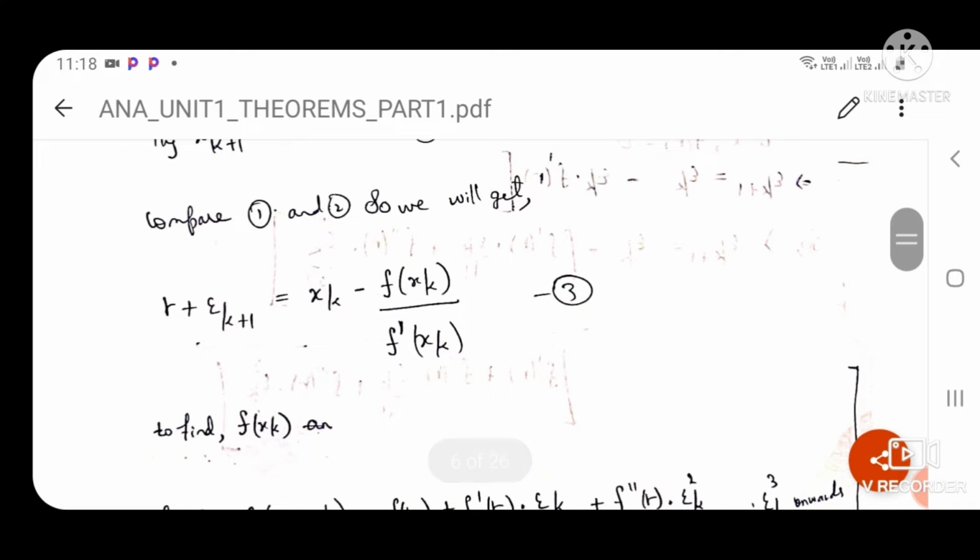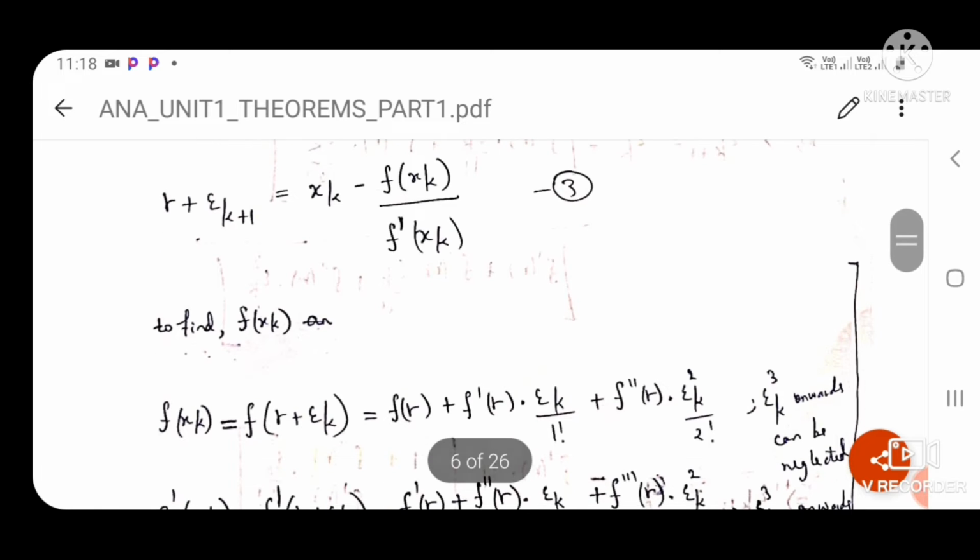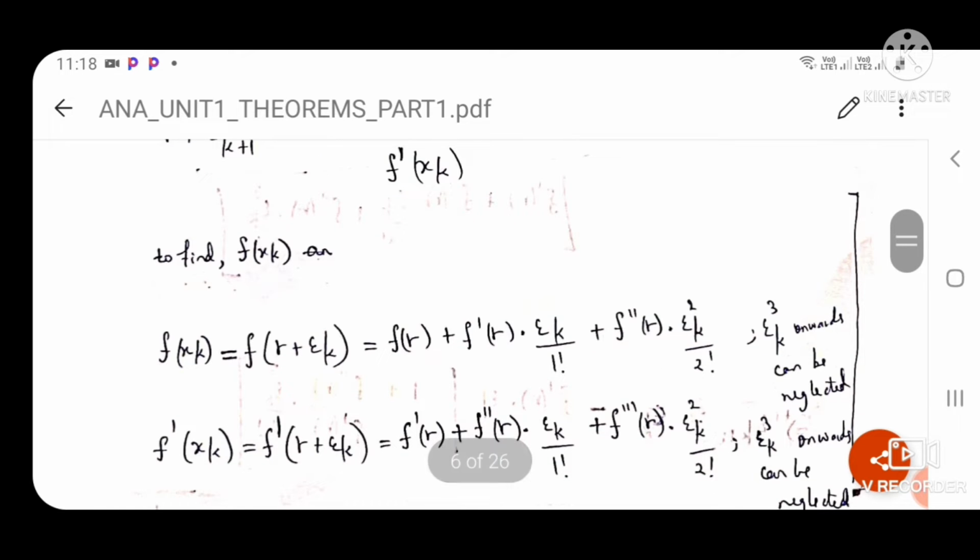Now, you just compare 1 and 2. By doing so, you get this equation 3. Now, we need to find out f of xk and f dash of xk in order to proceed further. As usual, you will neglect epsilon k cube. Epsilon k cube will be neglected because it is a very small value, 0.0001, which is almost negligible.